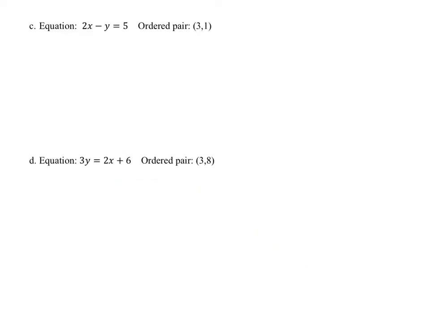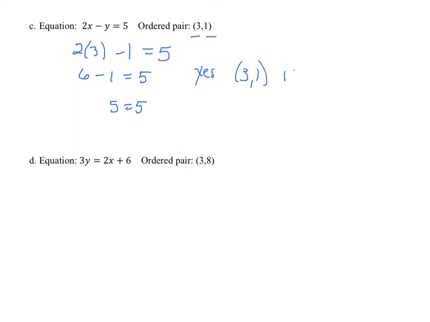Now we're going to do 2 more of these. We're going to put in 3 for x on this one and 1 for y. So 2 times 3 minus 1. Does that equal 5? Using our order of operations, we're going to multiply first. Yes, 5 equals 5. So yes, 3, 1 is a solution.